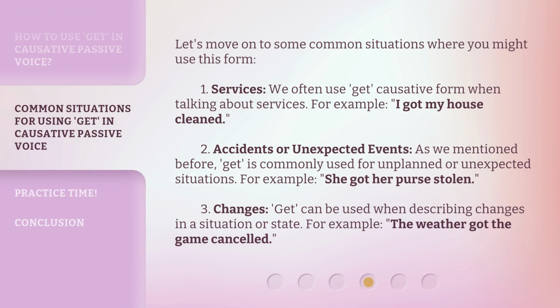Let's move on to some common situations where you might use this form. 1. Services. We often use get causative form when talking about services. For example, I got my house cleaned. 2. Accidents or unexpected events. As we mentioned before, get is commonly used for unplanned or unexpected situations. For example, she got her purse stolen. 3. Changes. Get can be used when describing changes in a situation or state. For example, the weather got the game cancelled.